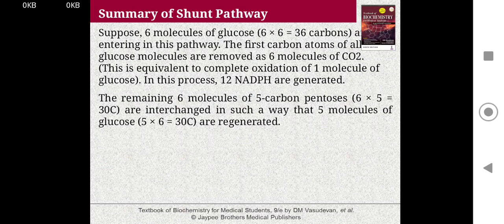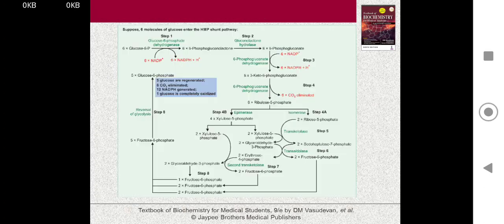Now the summary. Suppose 6 molecules of glucose enter this pathway. The first carbon atoms of all the glucose molecules are removed as 6 molecules of carbon dioxide. This is equivalent to complete oxidation of 1 molecule of glucose. In this process, 12 NADPH are generated. The remaining 6 molecules of 5 carbon pentose are interchanged in such a way that 5 molecules of glucose are regenerated. Here is the summary of the pathway.